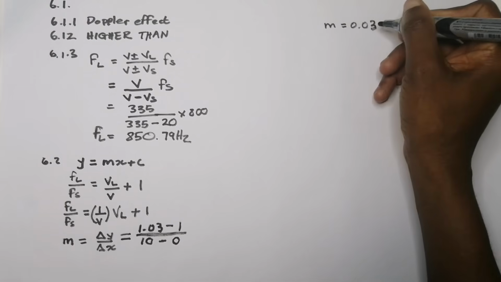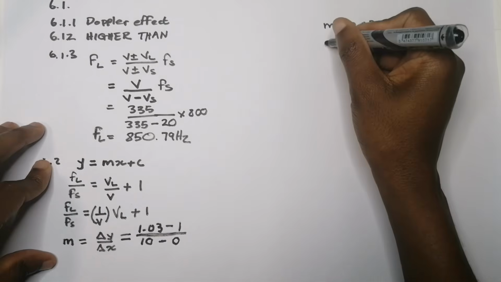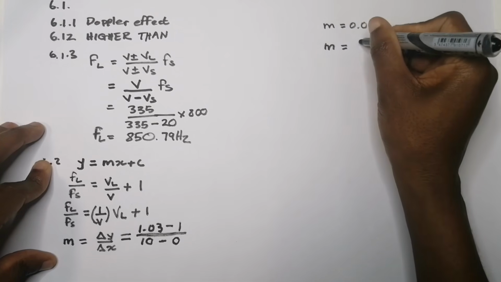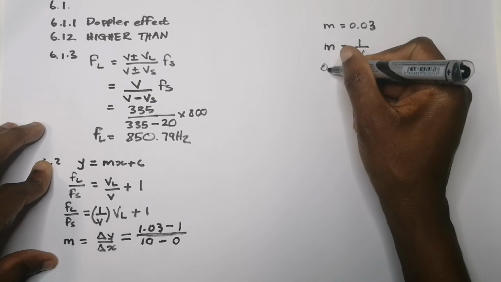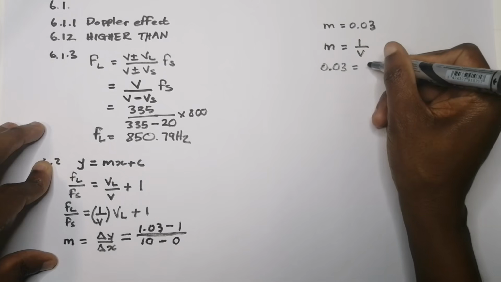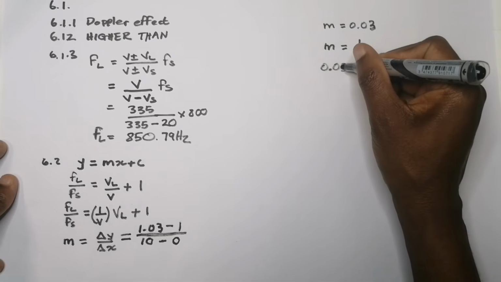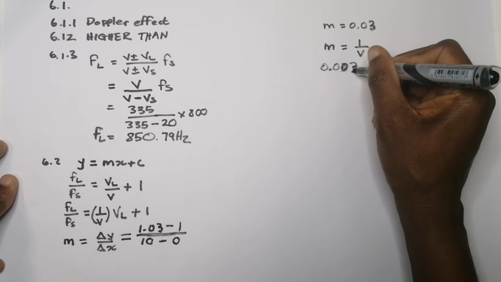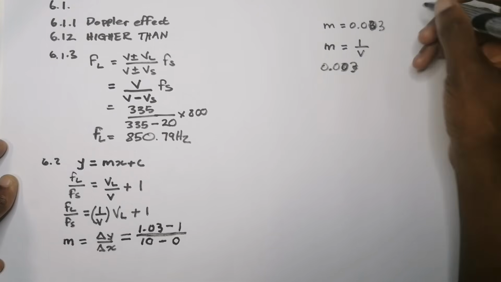So it means that my gradient is 0.003. But remember, what does gradient represent? Gradient represents 1 over the speed of sound, isn't it? And they wanted us to calculate the speed of sound. So we know that m is equal to 1 over v, and we want the speed of sound. We know that m is 0.003. Sorry about that, I got that incorrect there.